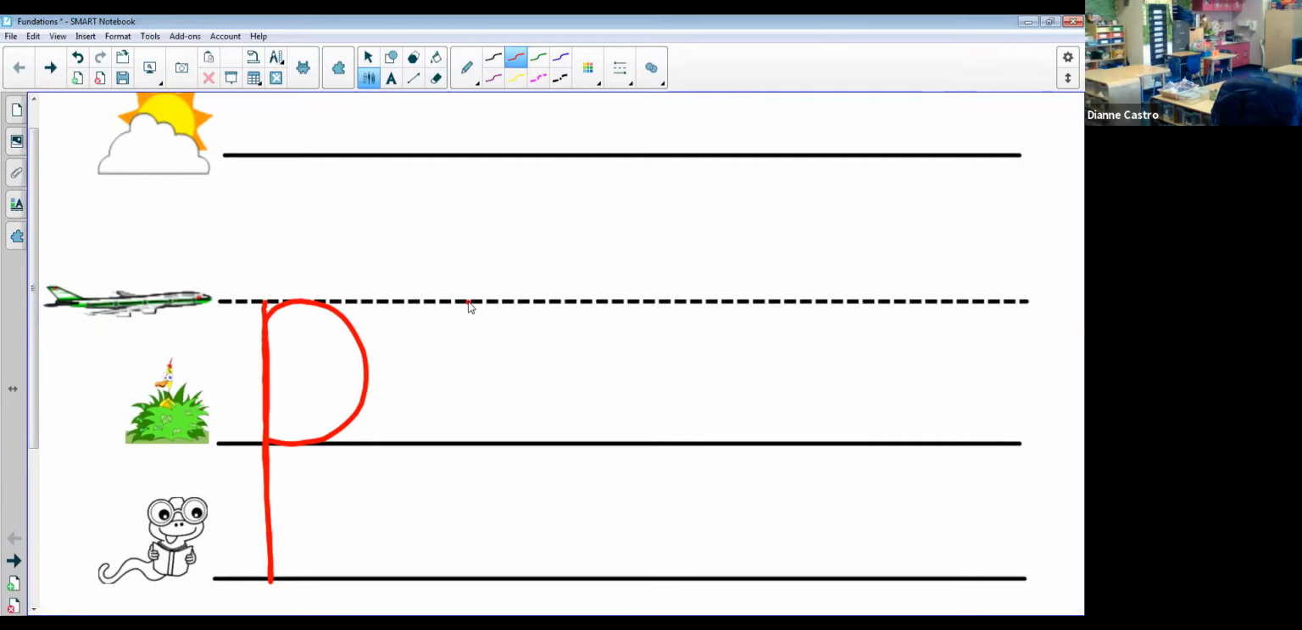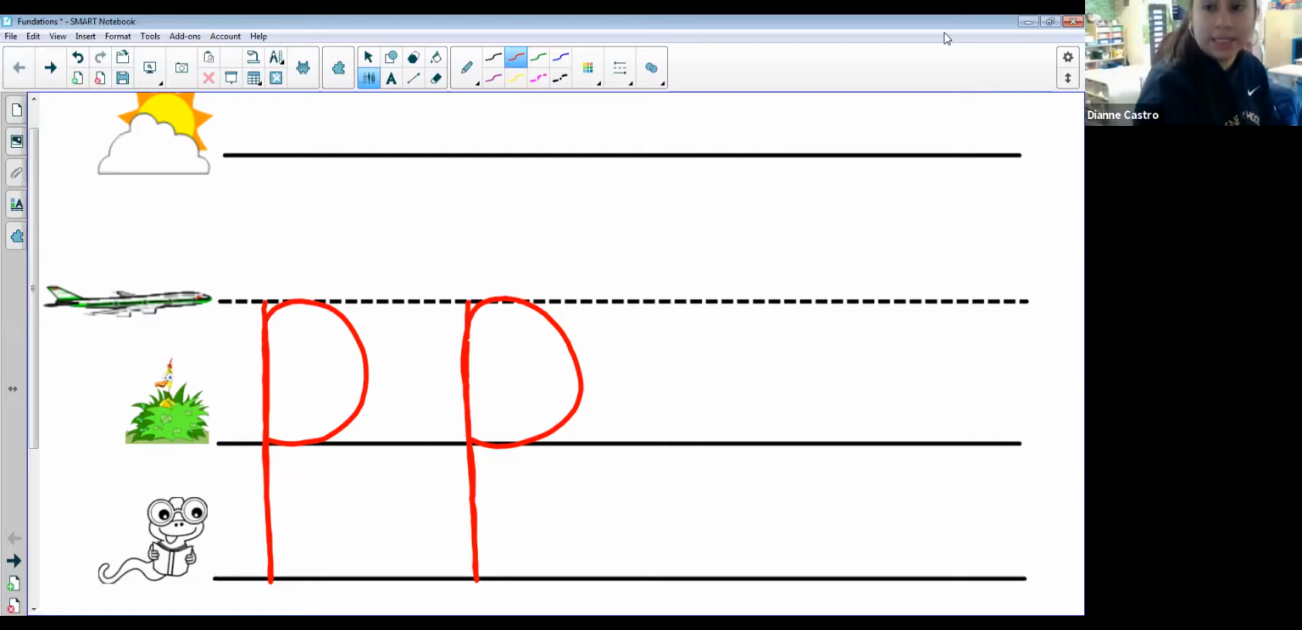I'm going to do it once more. Start at the plain line. Go straight down to the worm line. Trace the line right back up to the plain line and then make a loop, curve into the grass line. Okay, so that's today's letter of the day, boys and girls, the letter P.